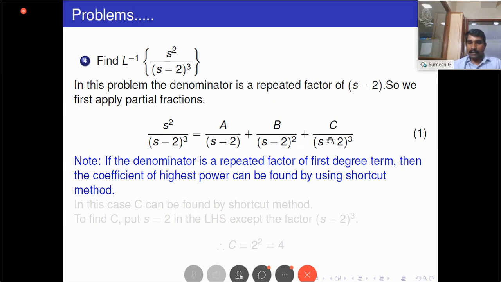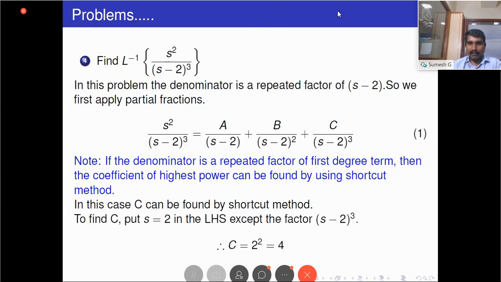So in this case, we can find only c by using the shortcut method. For that, we have to substitute s equal to 2 in the LHS, except the factor (s minus 2) whole cube. So here we substitute s equal to 2 except the factor (s minus 2) whole cube. So we obtain the value of c equal to 2 square, which is equal to 4.